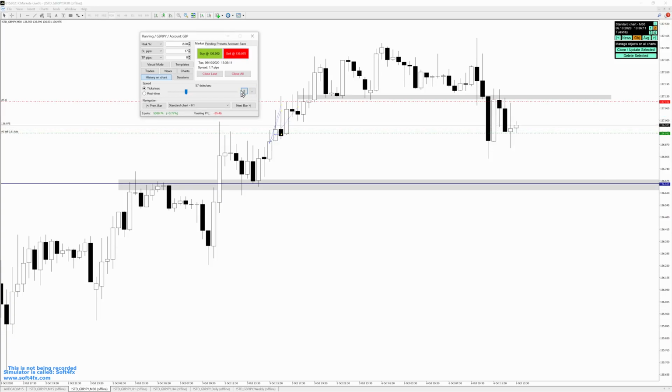Oh, a little bit of a retracement, a little bit of a drawdown. Doesn't hurt anyone. Oh yeah, perfect. We're moving down now.